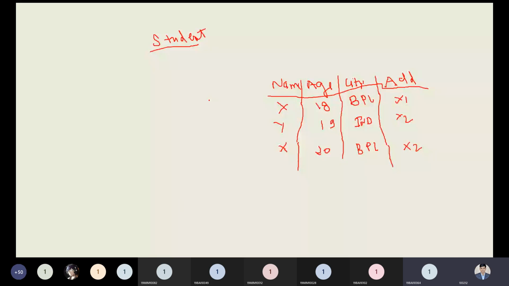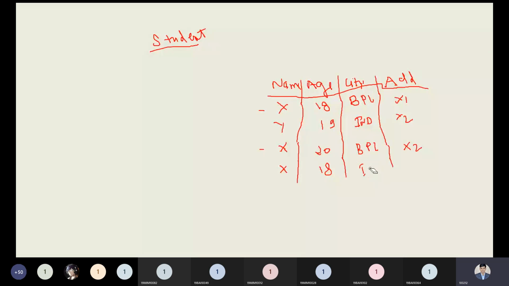Suppose X is the name of the student and his age is 18 and he belongs to Bhopal city and address is X. But I just want to find the name of the student who belongs to X. So I will get two records, this record and this record. Okay, so I will get the entire details, no problem. But there may be some case where the student has the same data like X 19 IND. Sorry, just let me correct this one.